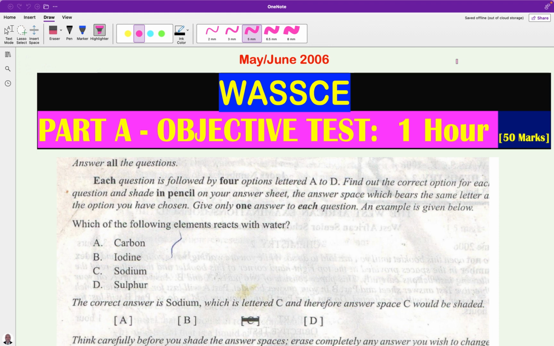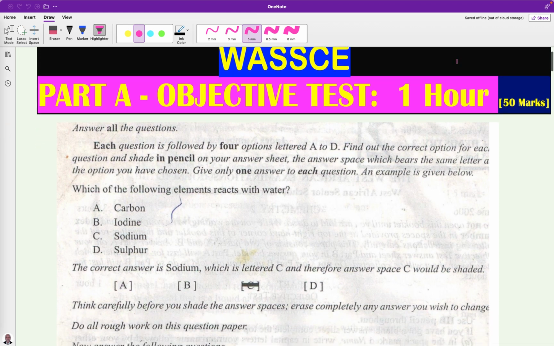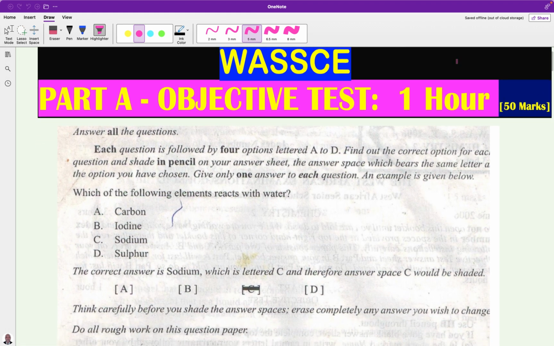Which of the following elements react with water? A. Carbon, B. Iodine, C. Sodium, and D. Sulfur. The correct answer is sodium, which is lettered C, and therefore answer space C will be shaded. You see how it has been shaded, so you have to follow this example in shading your answer.